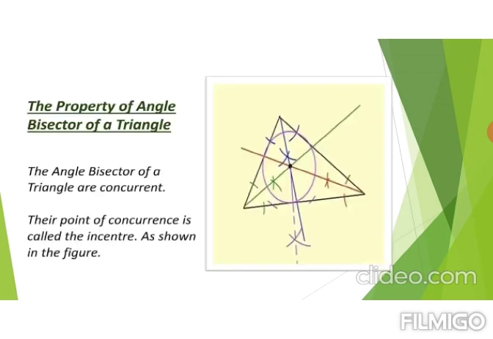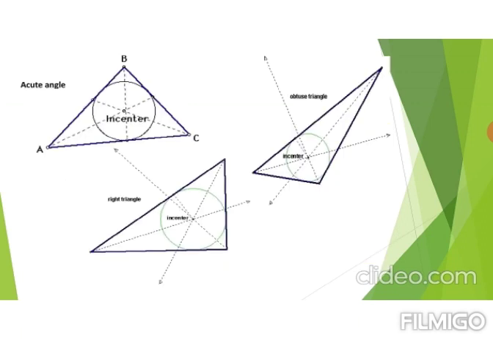Here, the first property is the property of angle bisector of a triangle. To bisect means to divide. Here we can see each angle of a triangle is bisected. So the angle bisectors of a triangle are concurrent. Concurrent means where three or more lines intersect each other at a single point. And their point of concurrence is called the incenter. As you can see in the figure, in all the three triangles, the circle is drawn inside the triangle.